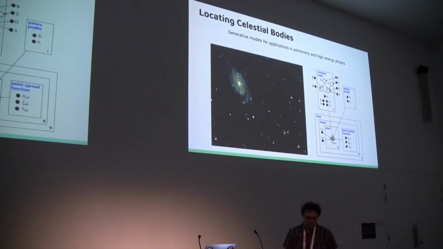Another important example is astronomy. For example, this is one example of a generative model successfully applied to the problem of detecting galaxies in very large images.